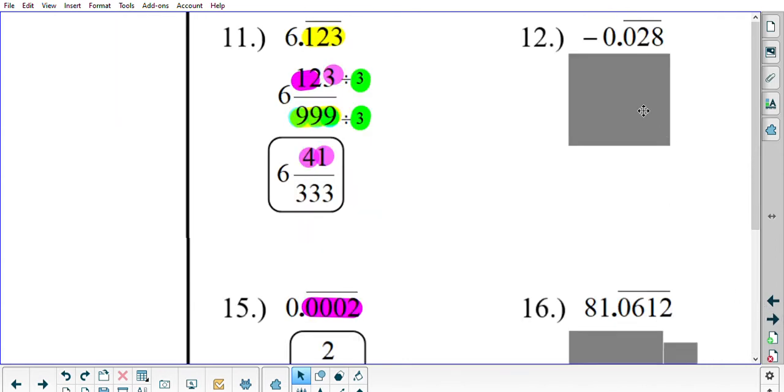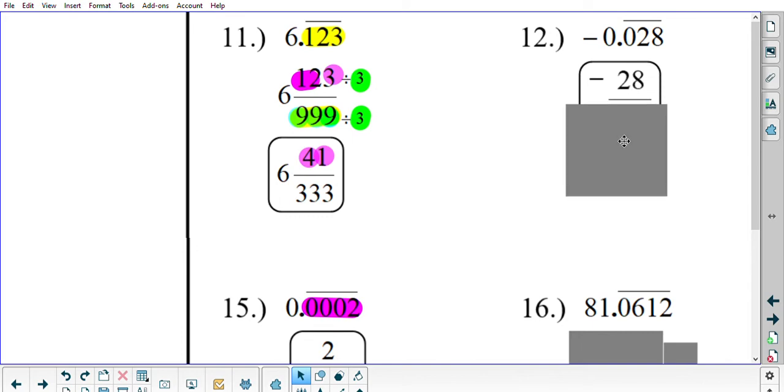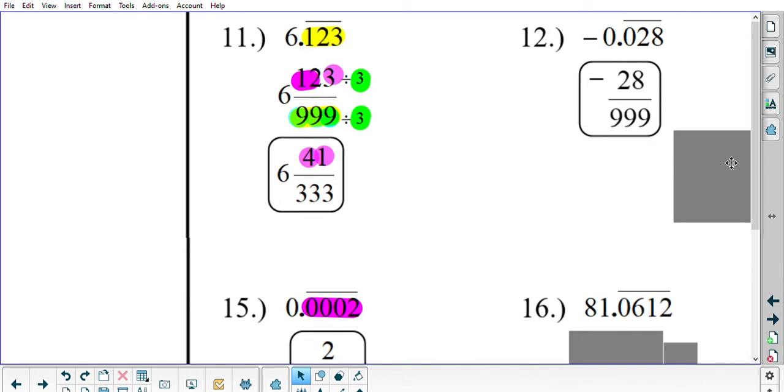Number 12, did you throw the negative sign up in the numerator or to the left of the fraction? Either way is acceptable. Since there were 3 digits that repeated, yes, 0 was one of those digits, wasn't it? So 1, 2, 3 digits repeating. So this is over 3 nines, 999. And guys, the numbers that 28 is divisible by, like 2, 4, 7, 999 is not divisible by any of those things. So this was already in simplest form.